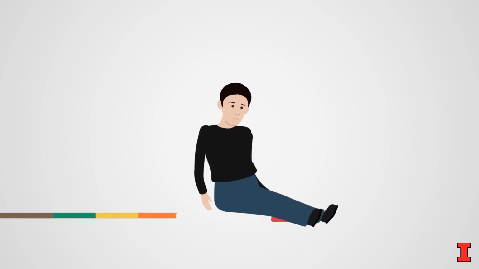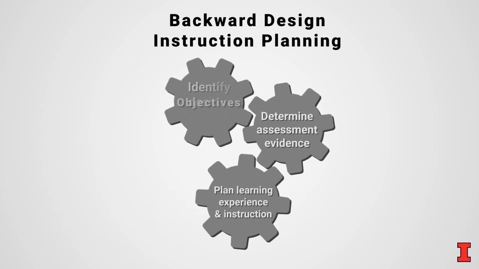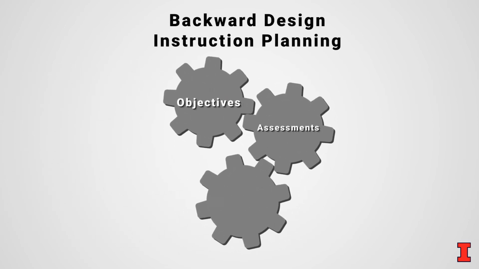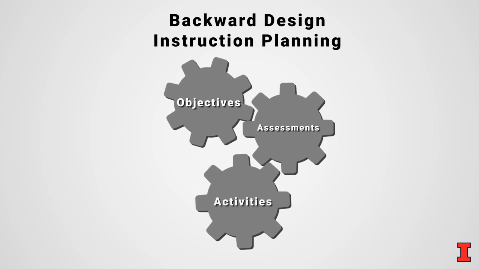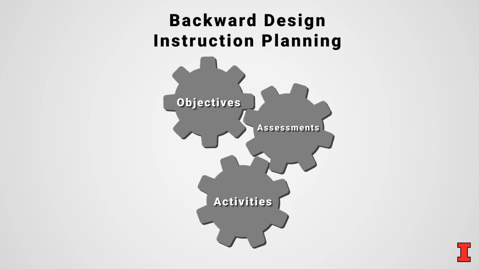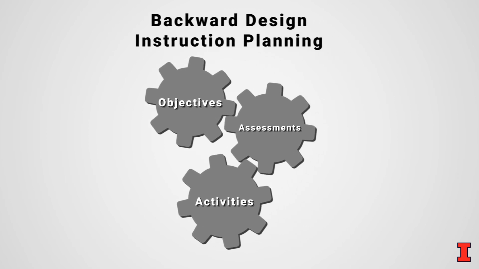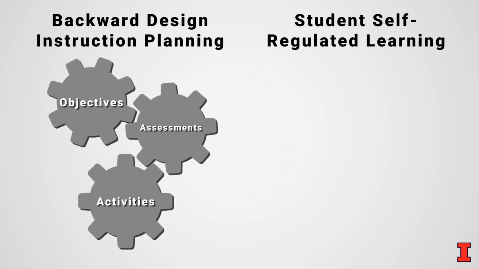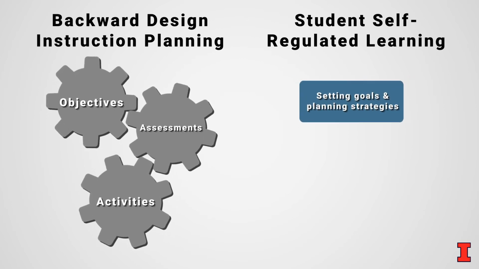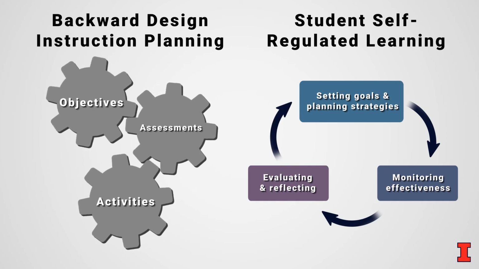My students may fail to reach their learning objectives for a variety of reasons, but I can help them a lot by using backward design to align my learning objectives, assessments, and activities at the same level of Bloom's taxonomy. This consistency will help my students set their own learning goals and plan their strategies for practicing at the appropriate level. Just as instructors need to plan their teaching, students need to plan their learning through a three-step process: setting goals and planning strategies, monitoring effectiveness, and evaluating and reflecting on their learning.